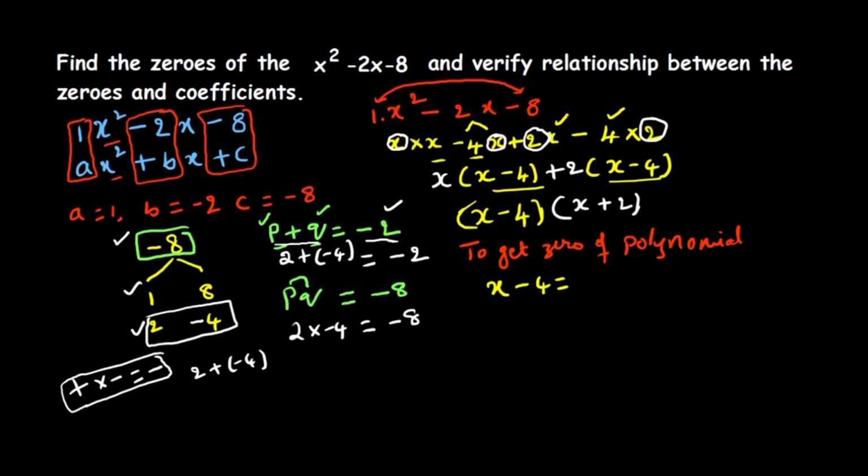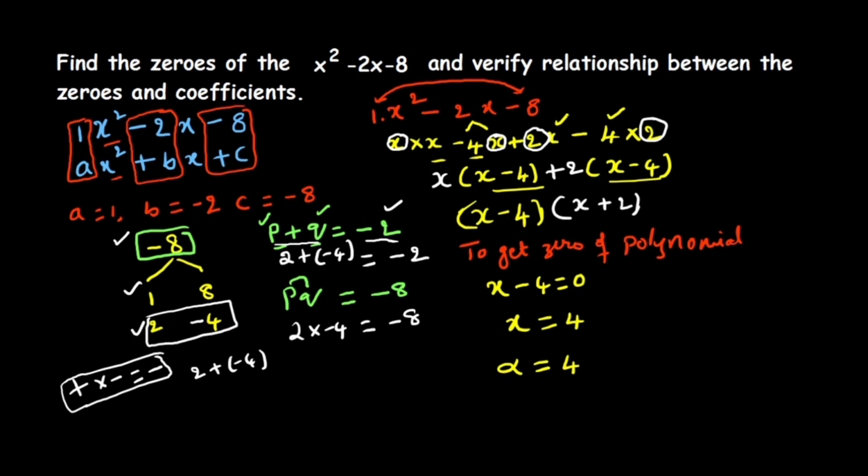Then from this we get x is equal to plus 4, and we take this one as alpha, because in a quadratic polynomial the zeros we can take as alpha and beta. Quadratic polynomial means we should get two zeros. It's a very important bit: how many zeros will we get from a quadratic polynomial? The maximum is two zeros, and those two zeros we can take as alpha and beta.